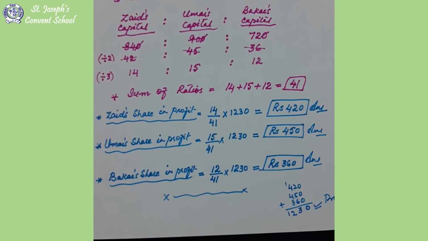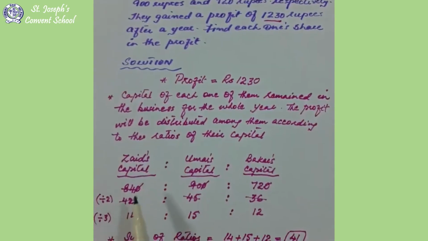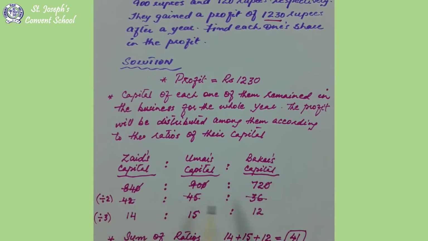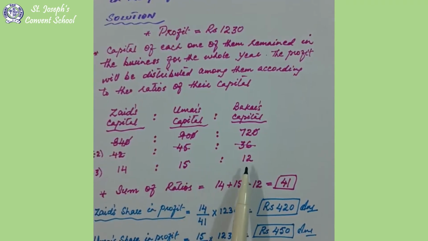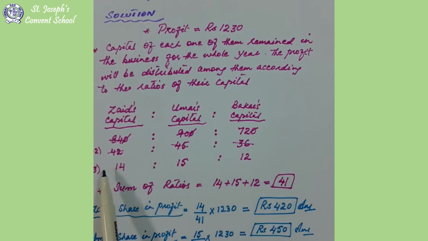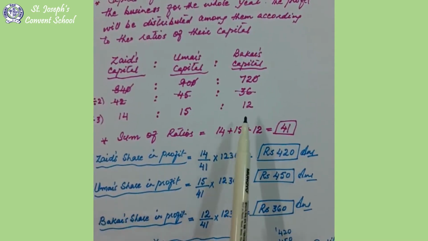Okay, so I hope you have understood. Simple it is. What we have done: write the profit, profit is 1230. Then write Z's capital, Umar's capital, Bakar's capital, and reduce them with the same number from the same table. Then find the sum of ratios, 14 plus 15 plus 12. Then one by one you can solve: 14 divided by 41 into profit, 15 divided by 41 into profit, 12 divided by 41 into profit. So you will get the correct answer.